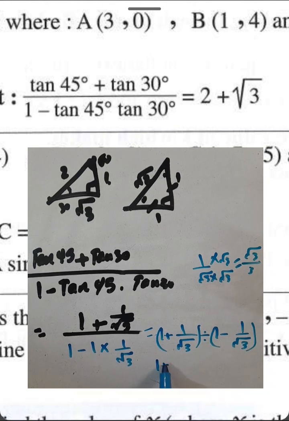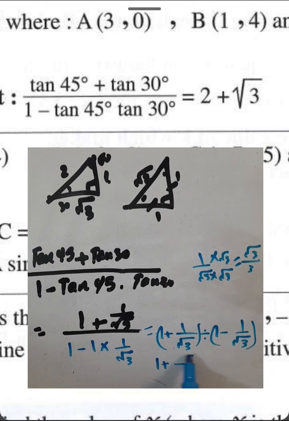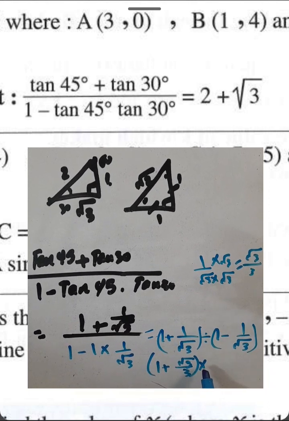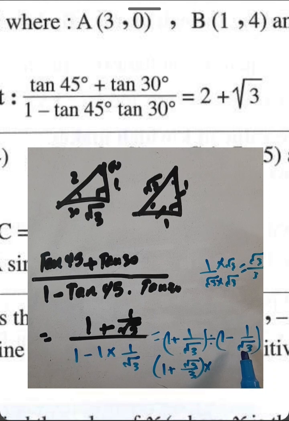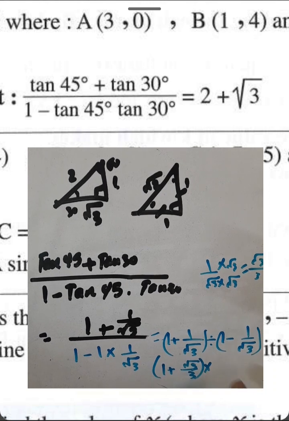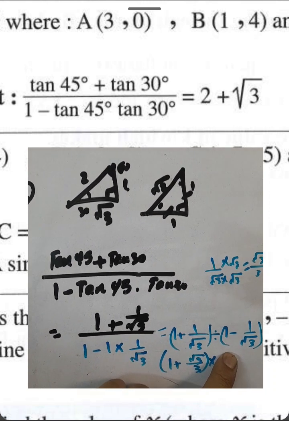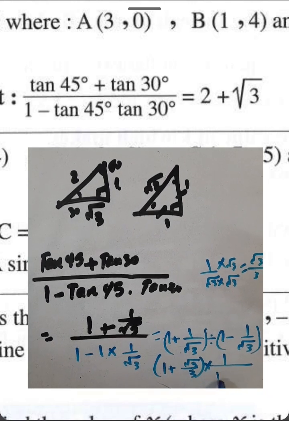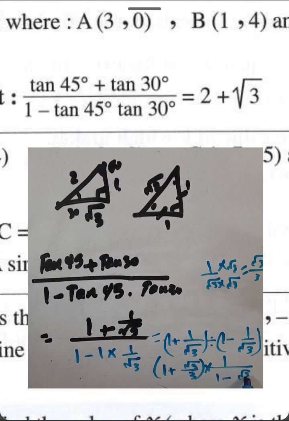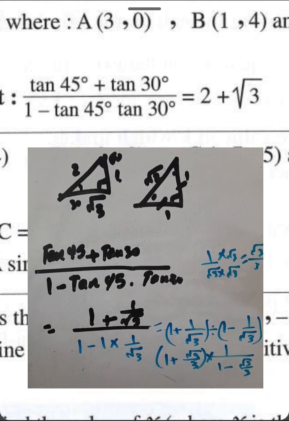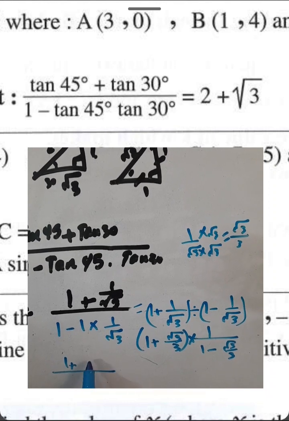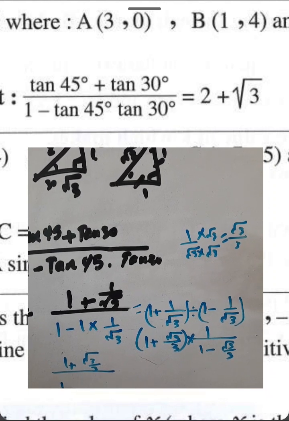Okay, then we have 1 plus root 3 over 3 multiplication by, you can write the inverse of this. Okay, this number 1 subtract 1 over root 3, we can cancel it and write 1 over 1 subtract root 3 over 3. And then you can find the result in the simplest form about this example. 1 plus root 3 over 3 over 1 subtract root 3 over 3.